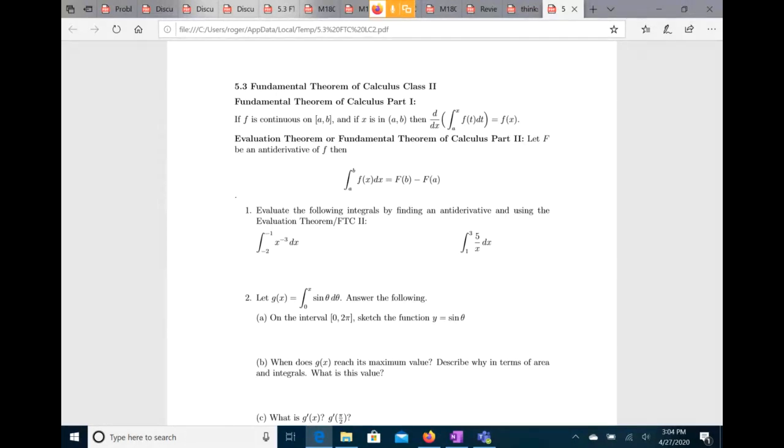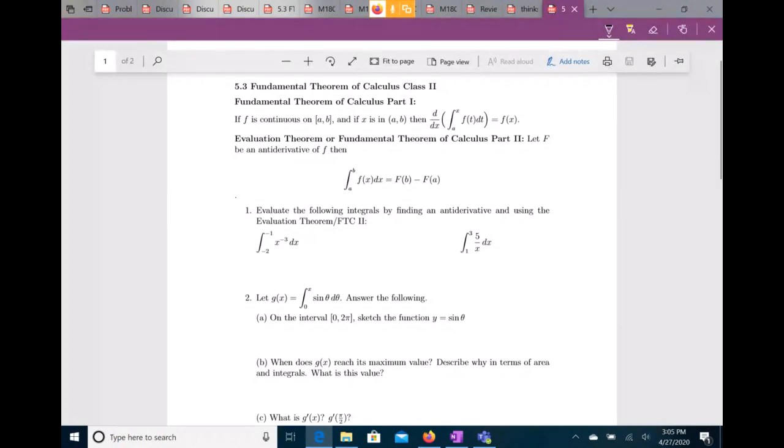All right. So for the first one, we want to evaluate the integral from -2 to -3 of the function x to the -3. So what we're going to do is find an antiderivative of x to the -3 and then plug some things in. So recall that there's a power rule for antiderivatives, which says that an antiderivative of x to the n is x to the n plus 1 over n plus 1 plus c, if n does not equal -1.